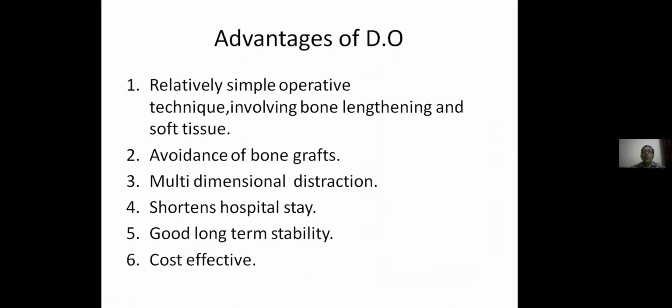What are the advantages of distraction osteogenesis? Number one, a relatively simple operative technique involving bone lengthening and soft tissue. Number two, avoidance of bone grafts. Number three, multidimensional distraction. Number four, shortens hospital stay. We know after corticotomy, we teach the patient how to follow the distraction. Number five, good long-term stability, and it is also cost-effective.